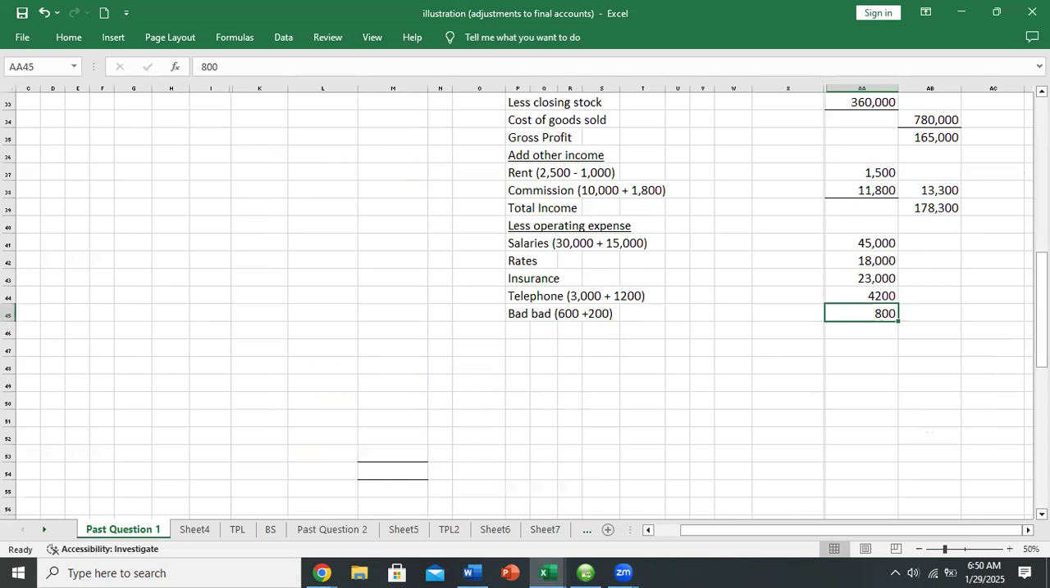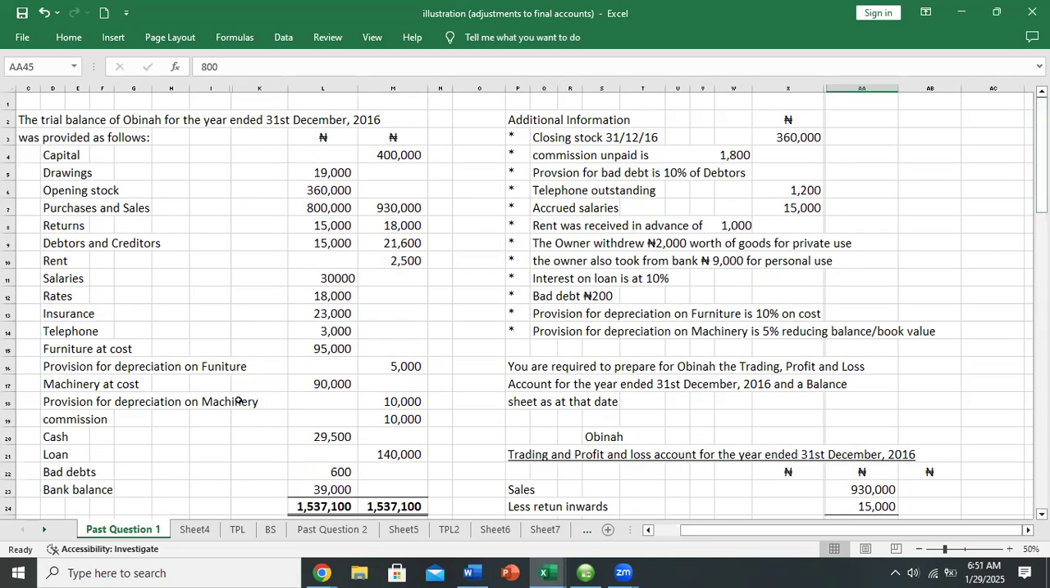Now, when you exhaust the items in the trial balance, you now move to additional information, purposely for certain things like provision for depreciation and provision for bad debt and any other outstanding adjustment you have to make. So let's quickly run through the additional information. Closing stock, we don't have an issue. Commission unpaid, we dealt with it. Provision for bad debt is 10% on debtors.